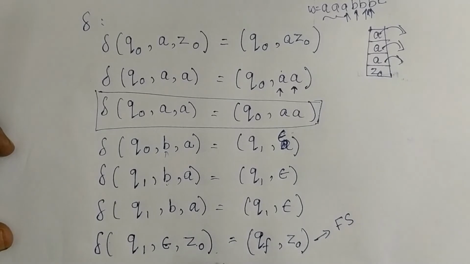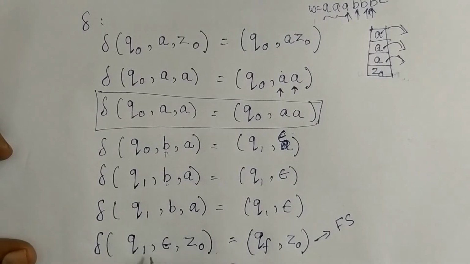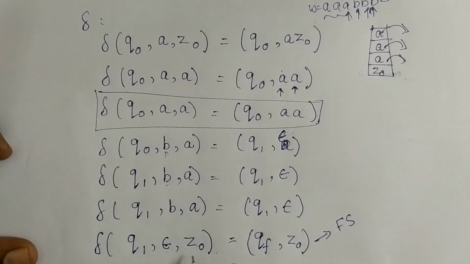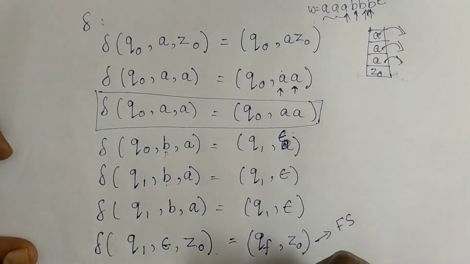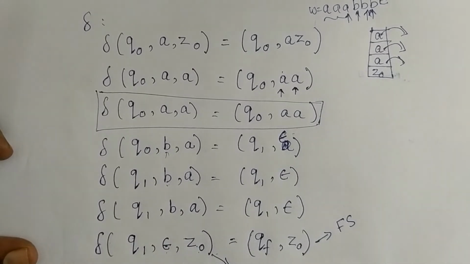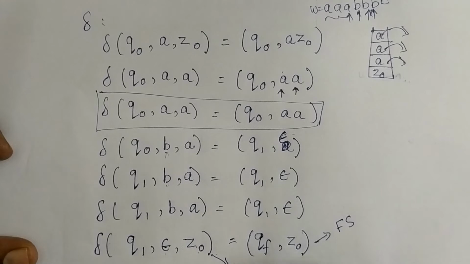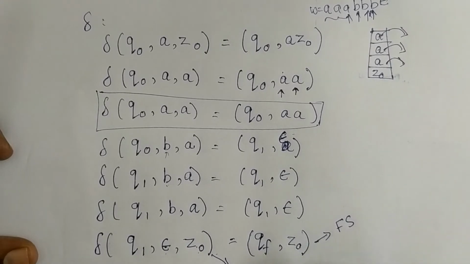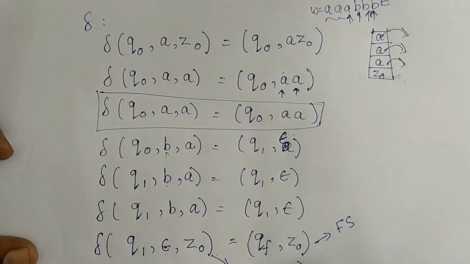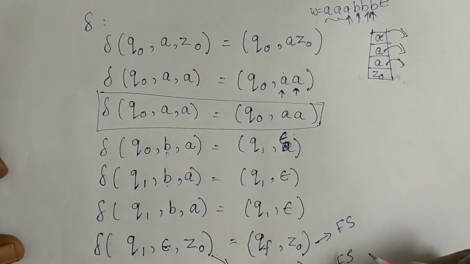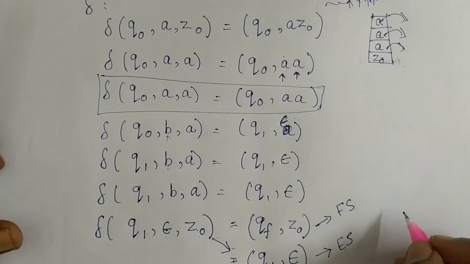And another method for accepting the string is here. While we are seeing this epsilon and z0, we can pop that epsilon out also. So this is another method. In that case, we are having the state q1, and while we are popping this z0 out, we are having epsilon, nothing is in the stack. Okay, so this is acceptance by emptying the stack. So this is the transition function for this particular problem.